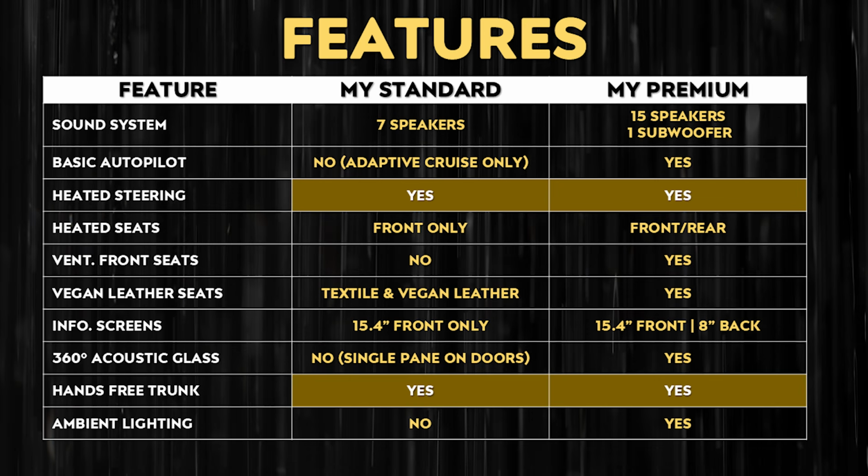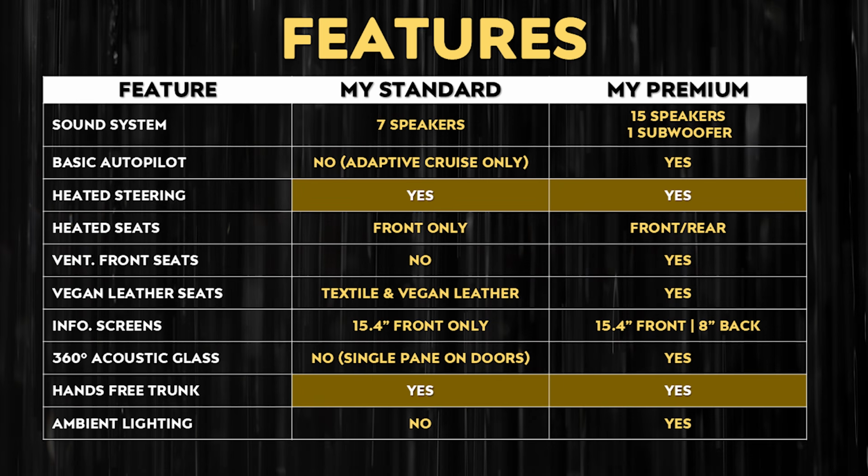The standard version also has a much downgraded sound system with 7 speakers and no subwoofer, as compared to the 15 speakers and 1 subwoofer on the other versions of the Model Y. In addition, you lose ventilated seats, and only the front seats of the standard version are heated. However, you still get a heated steering wheel.